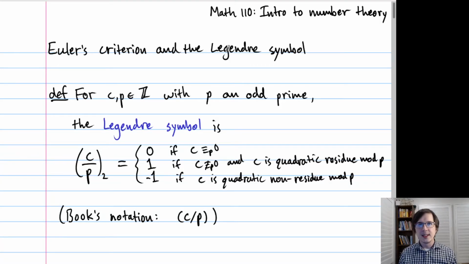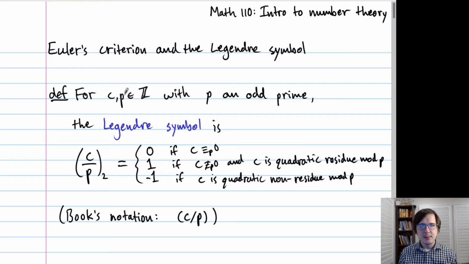Welcome back to Math 110, Introduction to Number Theory. And in this video, we're going to talk about Euler's criterion and the Legendre symbol. In the previous video, we got a taste of Euler's criterion, but it was underexplored in the form of testing whether a residue was an element of the set S1. So, let's start off by defining the Legendre symbol.